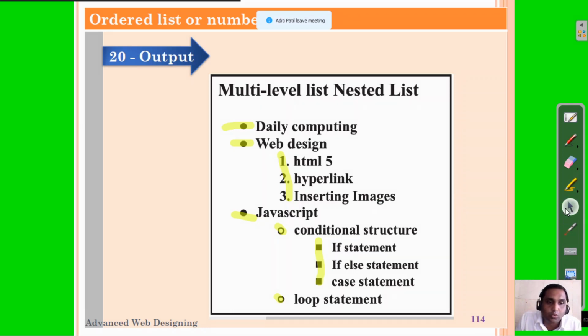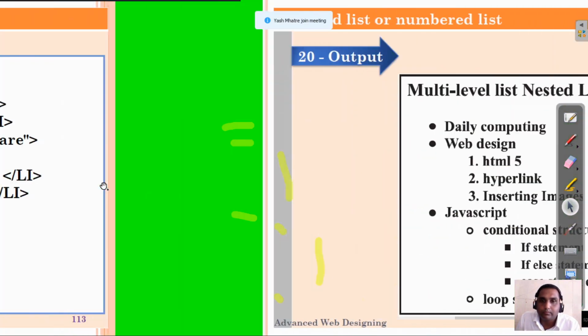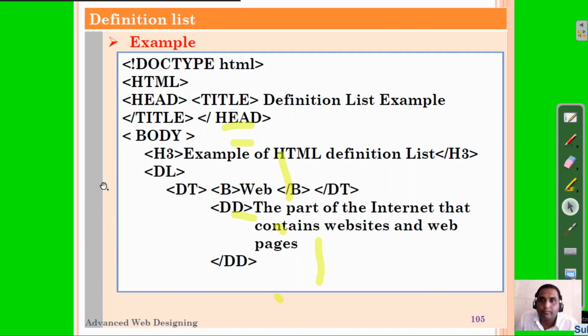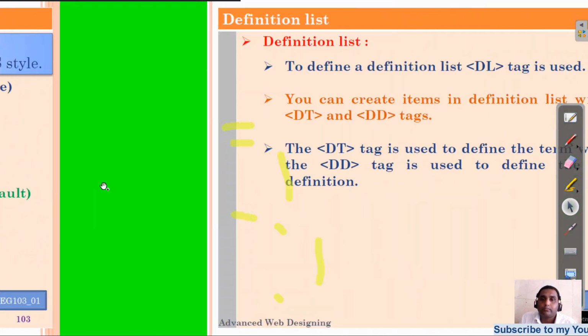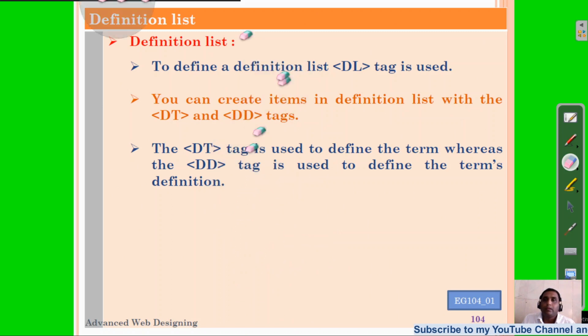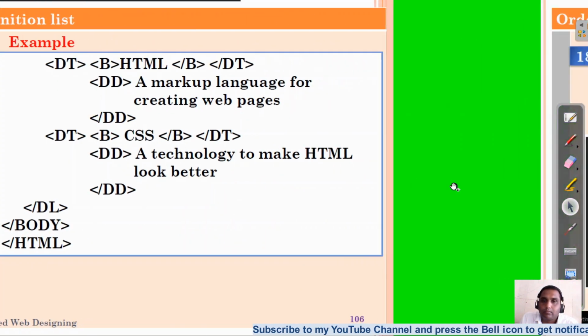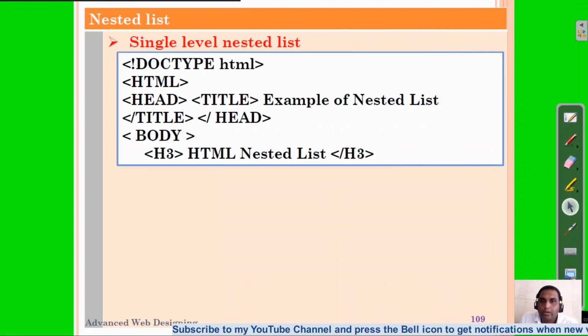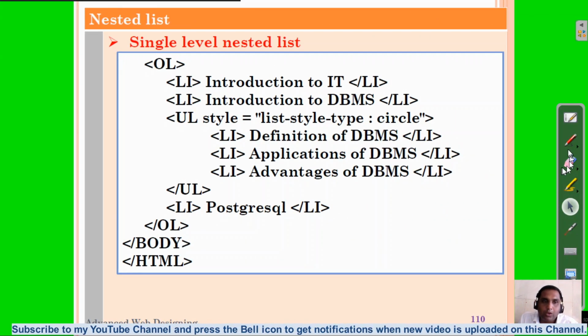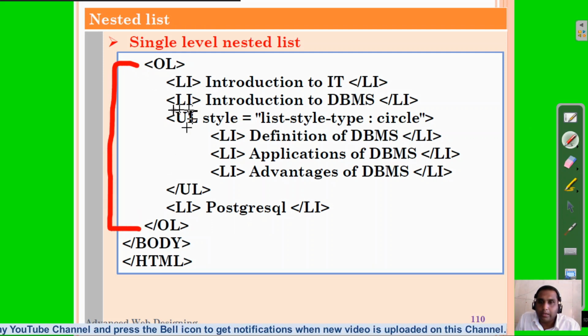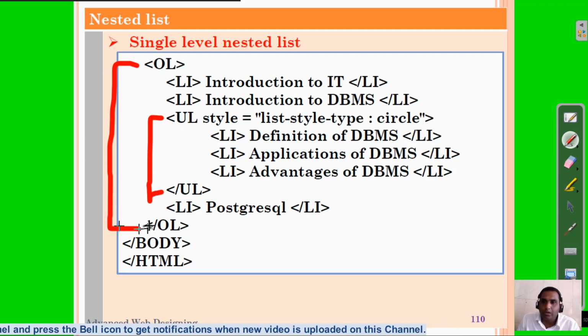I'll show you the code for this. What code was written for nested and multi-level nesting. Here the code is, these are the normal basic tags. Then here I have OL, and this is nested. So within OL I am nesting with UL and with a CSS circle.